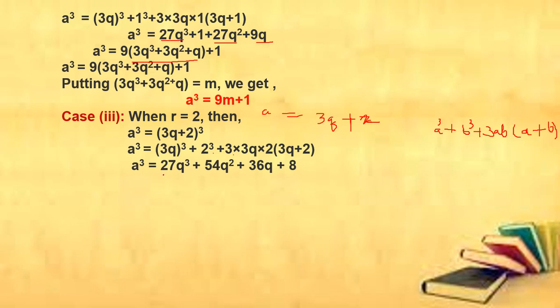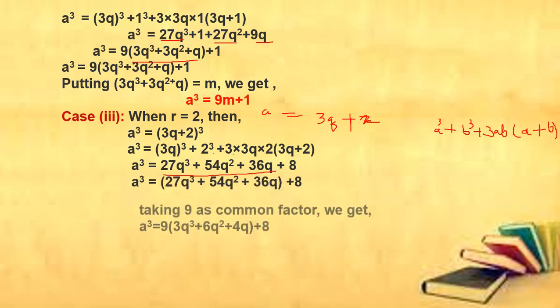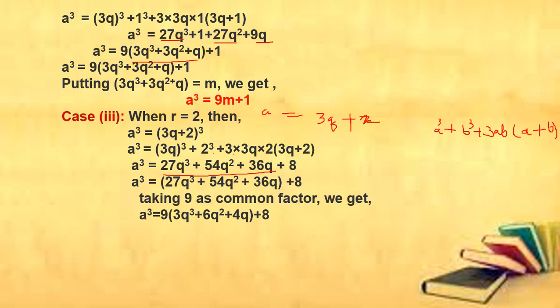Okay. Now again from these three terms, what are we observing? What quantity can we take out as common? Correct. In these three quantities we can take out 9 as common. So take 9 common. The rest of the quantities inside this bracket we get (3q) whole raised to the power 3 plus 6q squared plus 4q, and plus 8 is as it is. Now inside the bracket, when we add all these three terms, we get a new number again. So this new number we are representing as m. So we get a cube is equal to 9m plus 8.